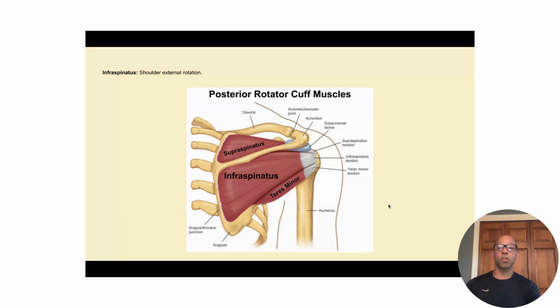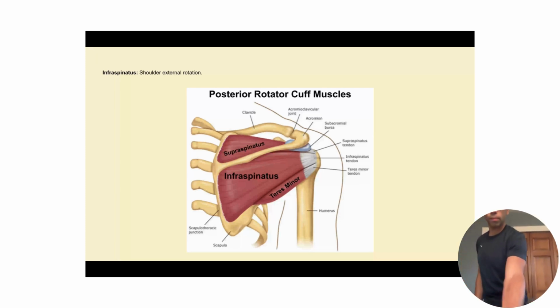So this one does shoulder external rotation. So because of where it's attached on the bone on the outer aspect, when this shortens, it's going to bring this shoulder back. So shoulder external rotation is going to be external rotation this way.